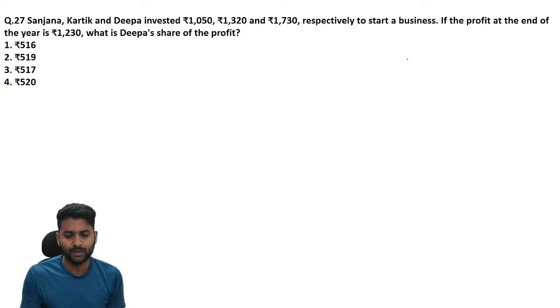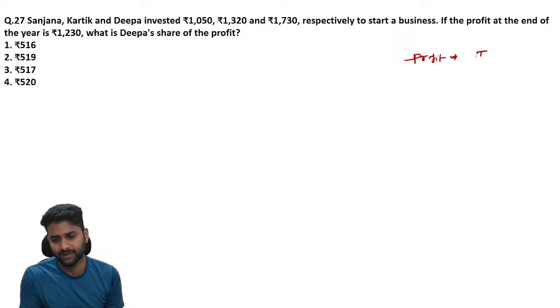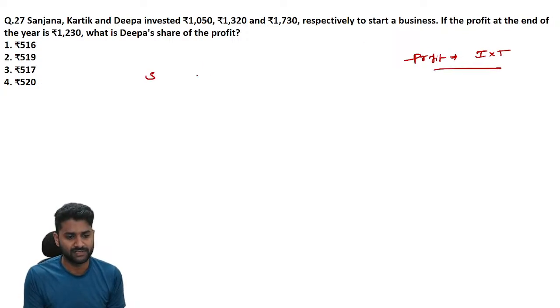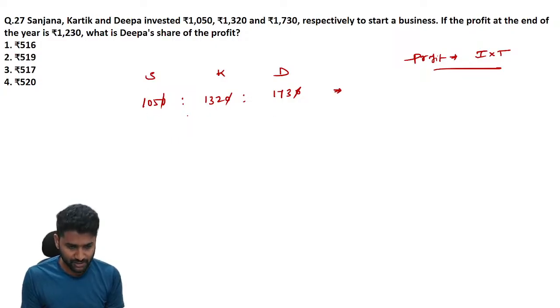Next. Calculation of profit depends on investment and time period. So here Sanjana, Karthik, Deepa: 1050, 1320, 1730. Just cancel the zero. So here the total sum: 105 plus 132 is equal to 237, and 173.